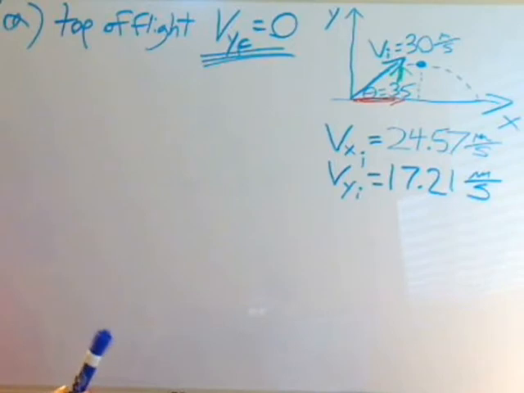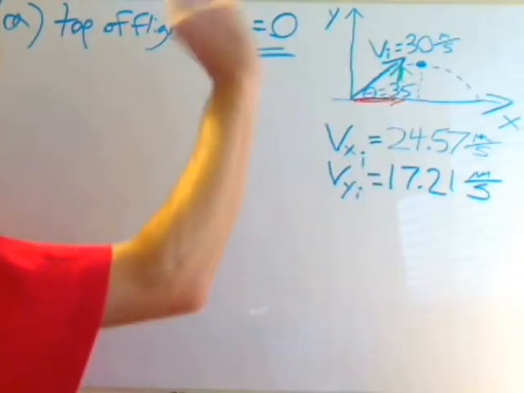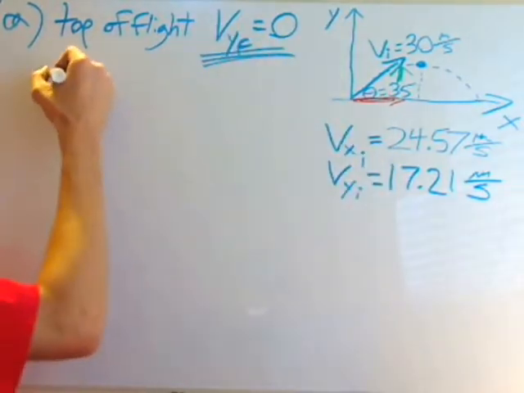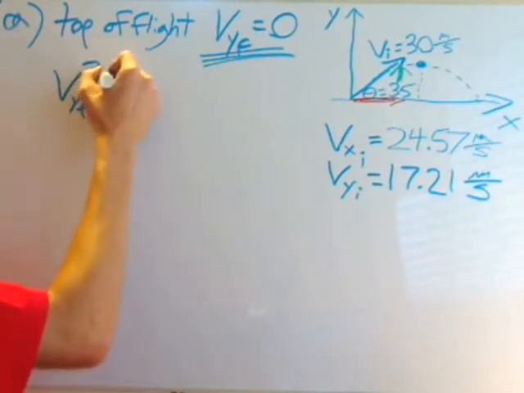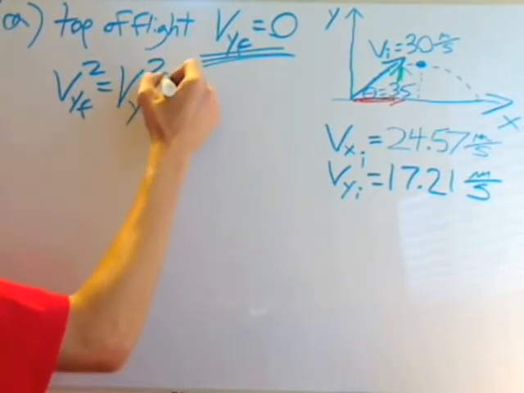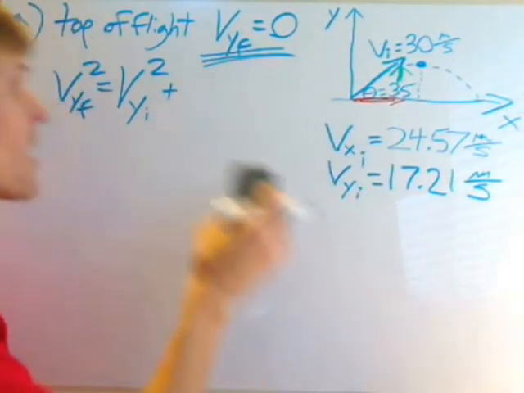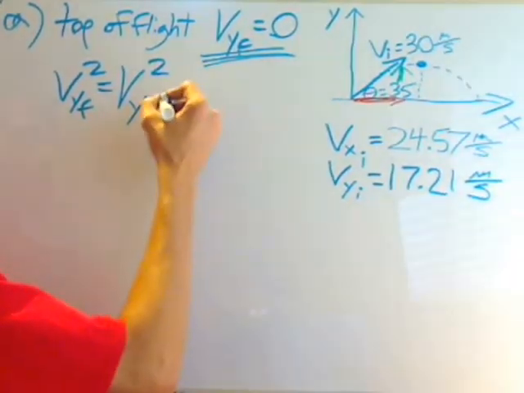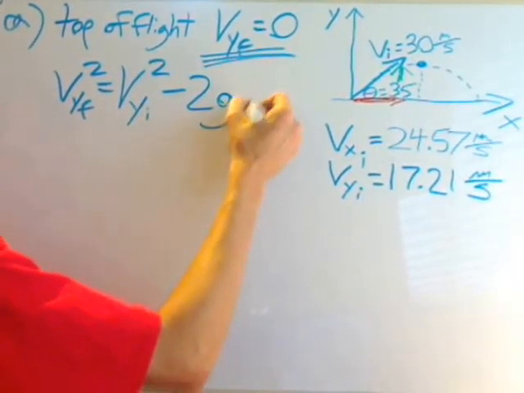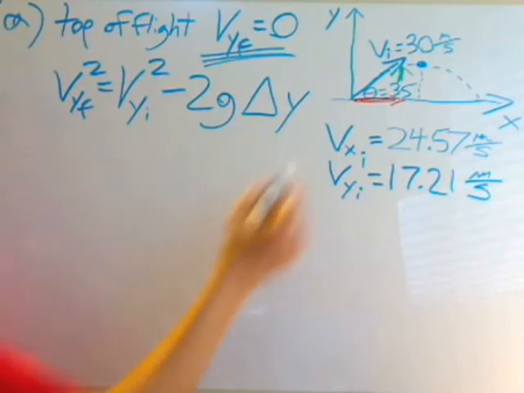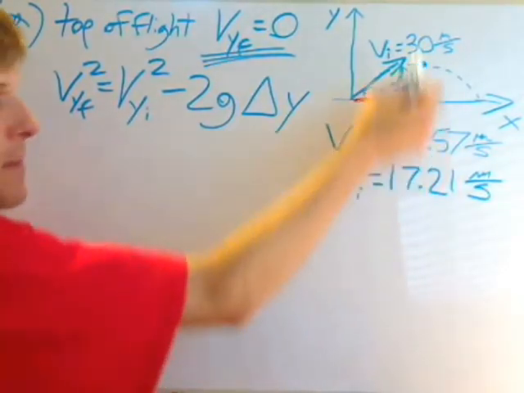With the information that we're given, the best equation to use, after we know our acceleration is negative g and we have our two y velocities, will be this one: Vy final squared equals Vy initial squared, it's usually plus 2 acceleration times delta y, but since we know the acceleration is negative g, it's actually minus 2g delta y. And delta y is going to be our maximum height.